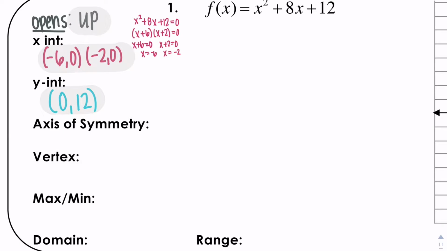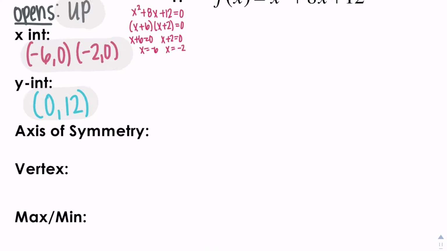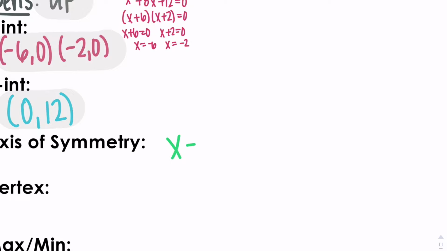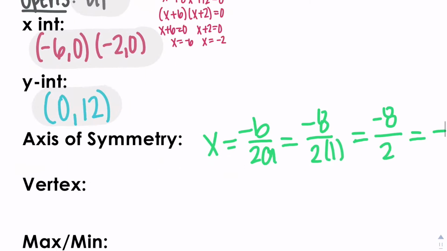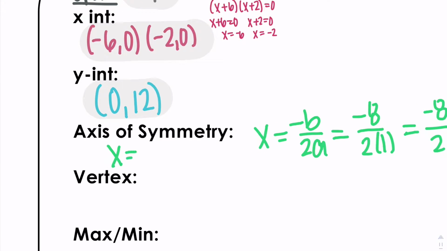The axis of symmetry, from our green sheet, is x equals -b over 2a. Our b value is 8, so -8 over 2 times a, which is technically 1. So when we solve, -8 over 2 is -4. So our axis of symmetry is at x equals -4.